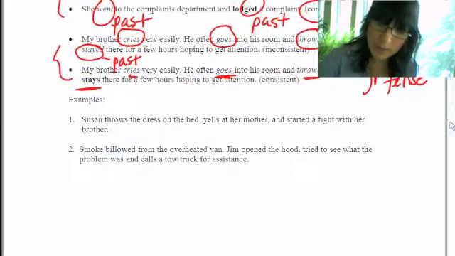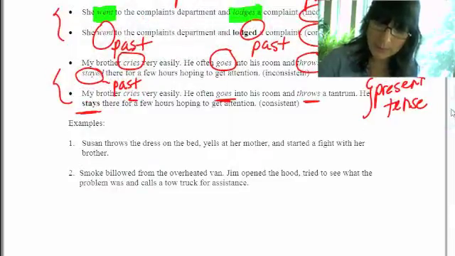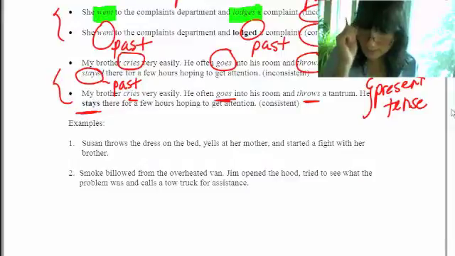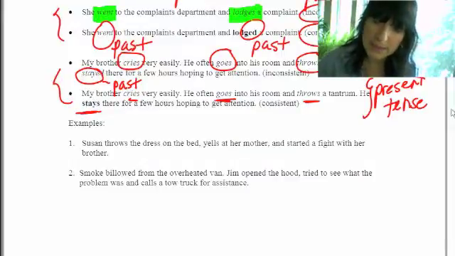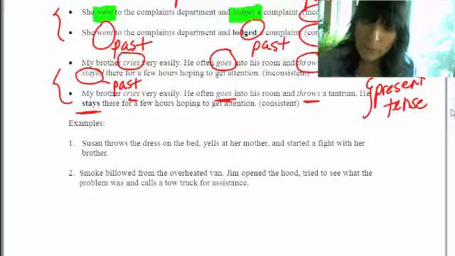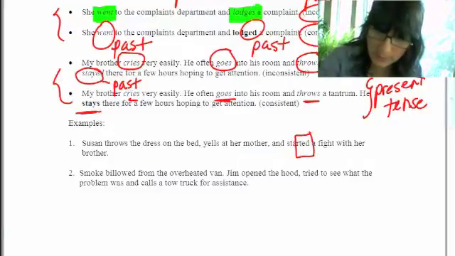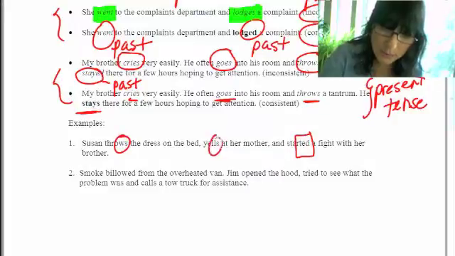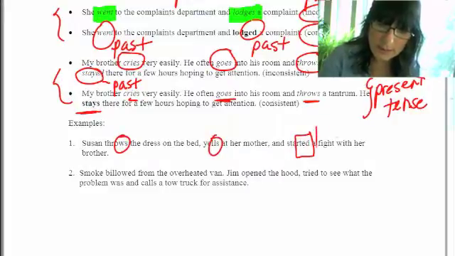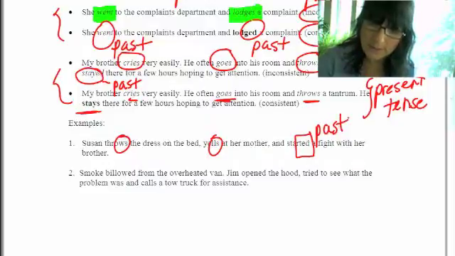So I've given 2 examples for us to work on together, just to clarify. 1. Susan throws the dress on the bed, yells at her mother, and started a fight with her brother. Look carefully at that sentence and see for a moment if you can figure out which of those 3 verbs is inconsistent. Susan throws the dress on the bed, yells at her mother, and started a fight with her brother. Right, if you pick this one, you're right. This is in the past. Susan throws is the present. She yells at her mother is the present, but started is in the past.